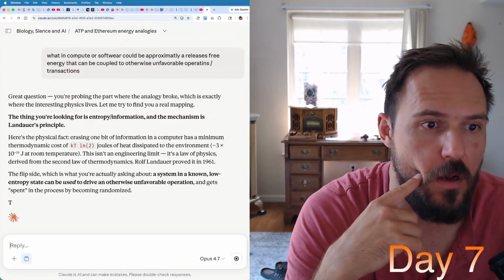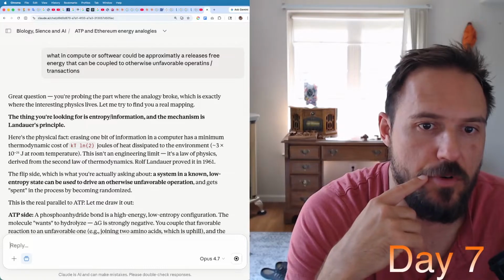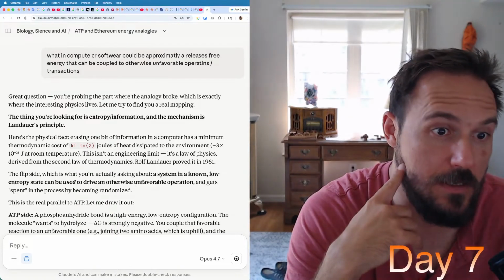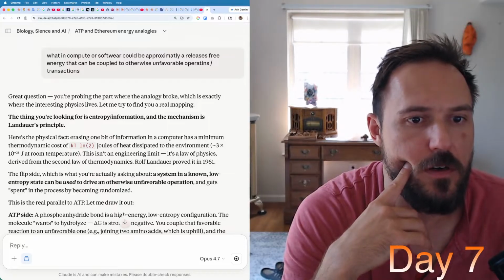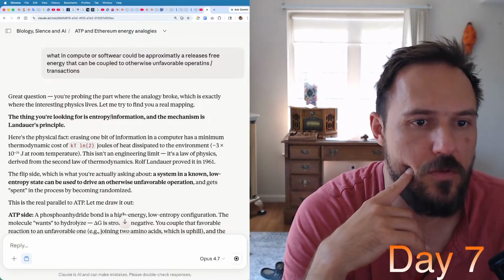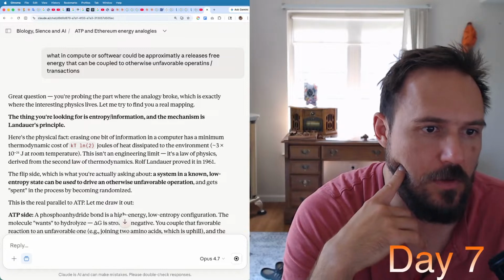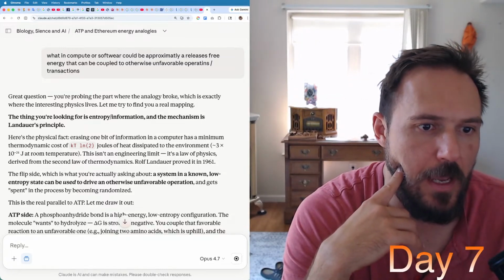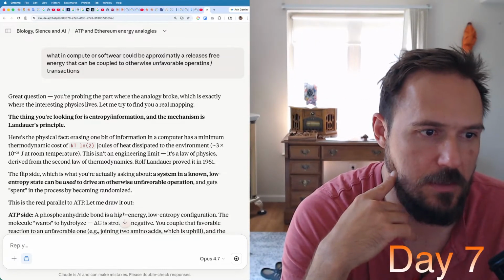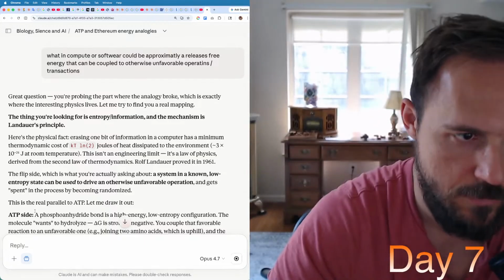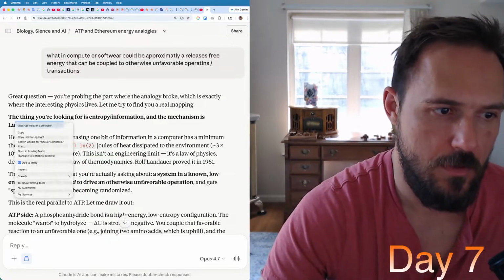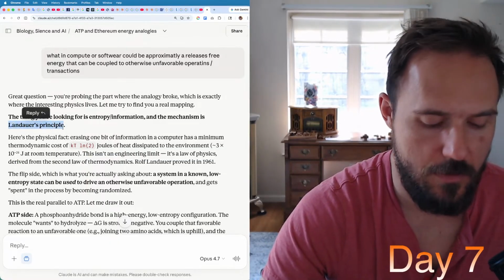You're probing the part where the analogy breaks, which is exactly where the interesting physics lives. Ooh, let's go. Let me try to find you a real mapping. The thing you're looking for is entropy and information, and the mechanism is Landauer's principle. Oh, let's go. We're going wide today.